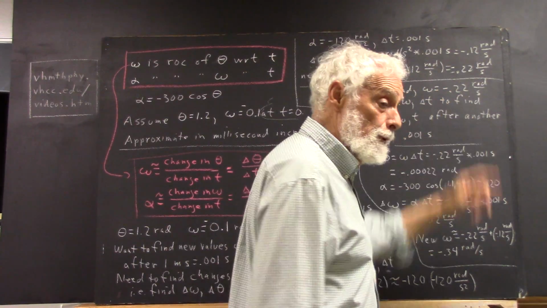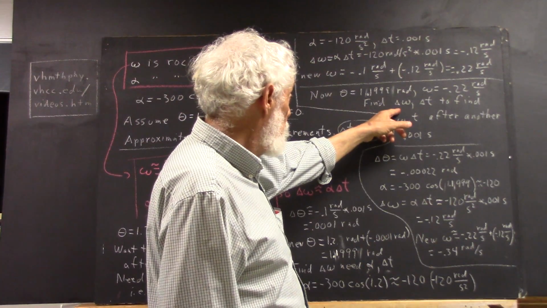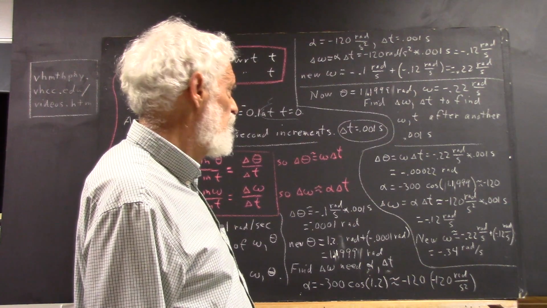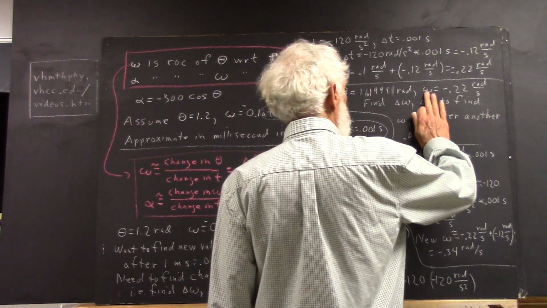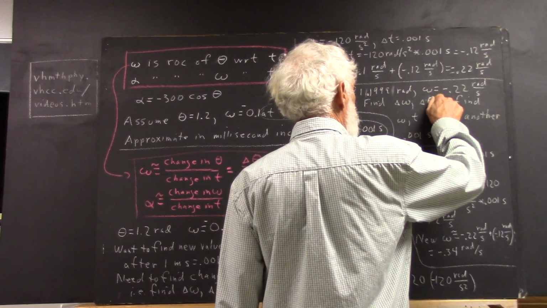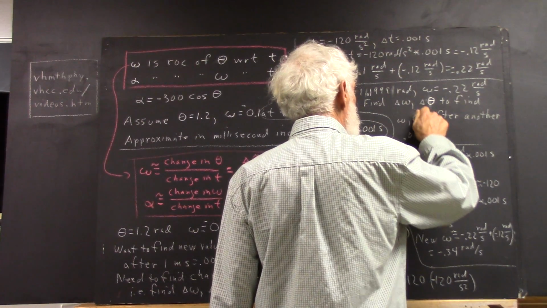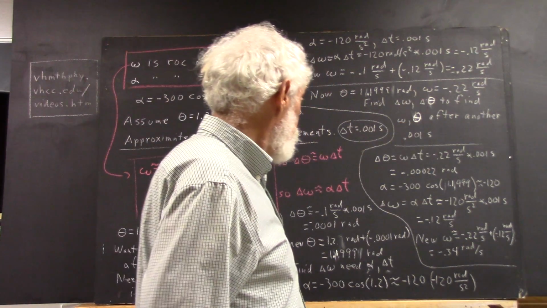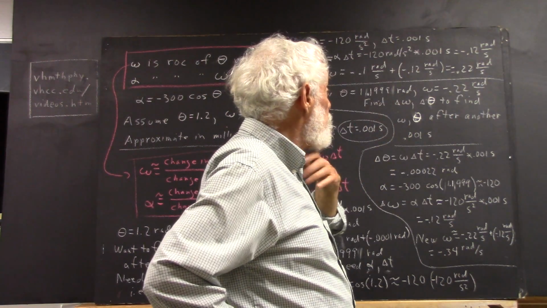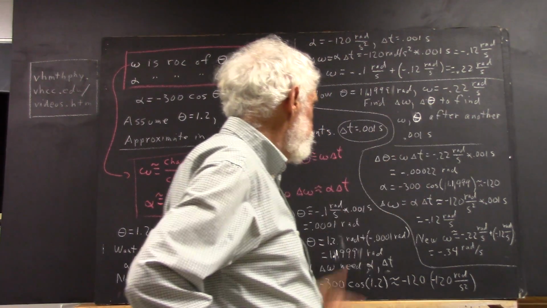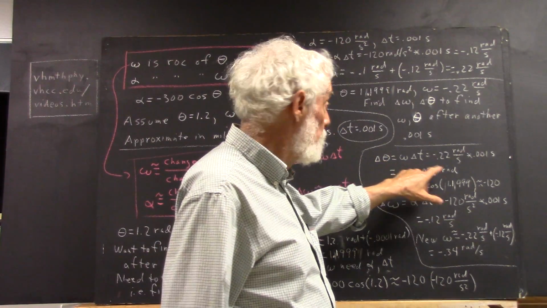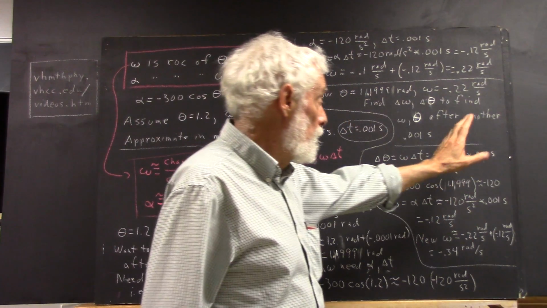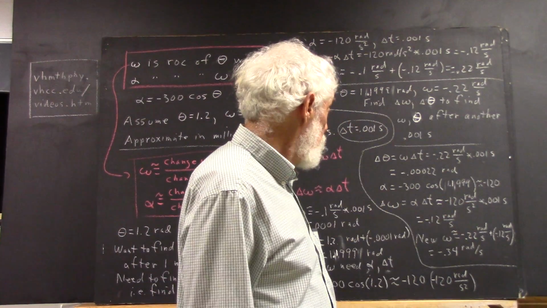We can now do the same thing we did before. We're going to find delta omega and delta theta so that we can find omega and theta after another 1/10 of a second. So there's a little bit of an error there. So what do we do? Delta theta is easily calculated. It's omega delta t. Omega is now negative 0.22 radians per second. We multiply that by our millisecond. We get the change in theta.